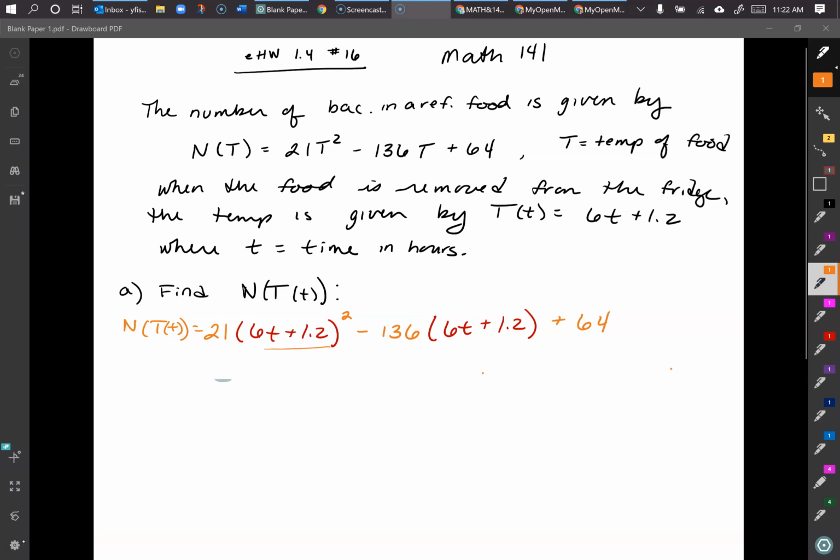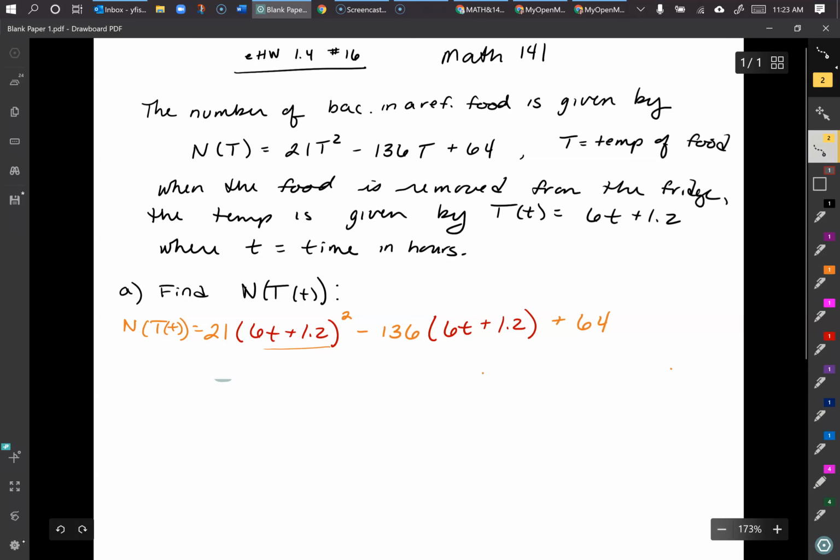So this problem is from Electronic Homework 1.4, number 16 in Math 141. We have a number of bacteria in a refrigerated food given by N of T equals 21T squared minus 136T plus 64, where capital T is the temperature of the food. When the food is removed from the fridge, the temperature is given by T of t, where my input is time in hours. So that is 6t plus 1.2. Make sure these are case sensitive. You need to use a small t.